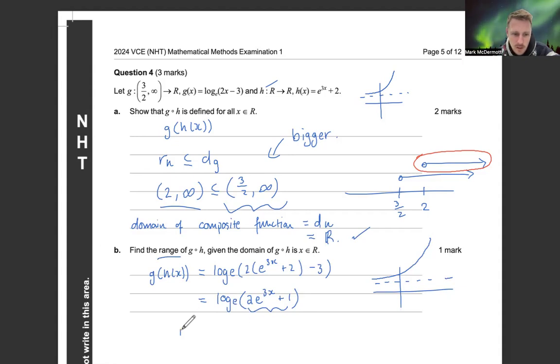So I reckon the range of g of h of x equals 0. Okay, is there any limit to this? Well, this gets really large. If I take log e values of some number that gets infinitely large, that will also approach infinity. So I reckon the answer is 0 to infinity. And I'm sure that's right. I think that's right.